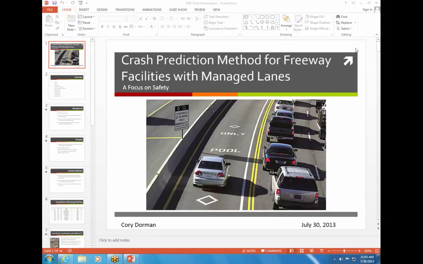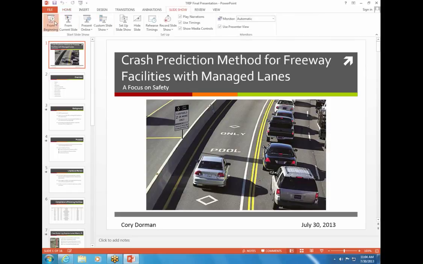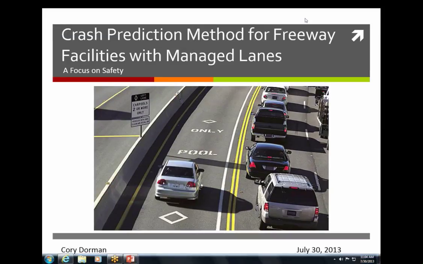Is there a way to minimize this off the screen? Well, if you do your slideshow, hopefully that doesn't show. It shows. Okay. Yes, that's all right.